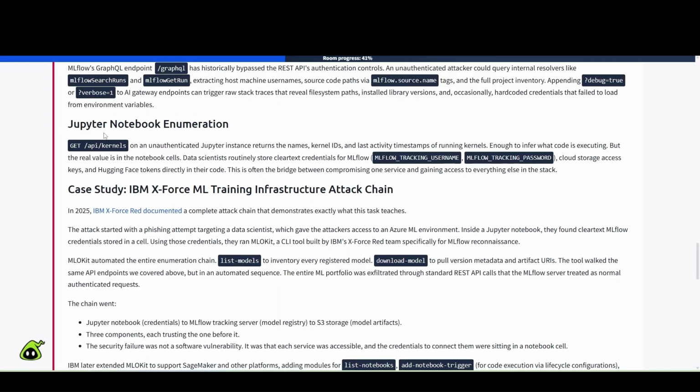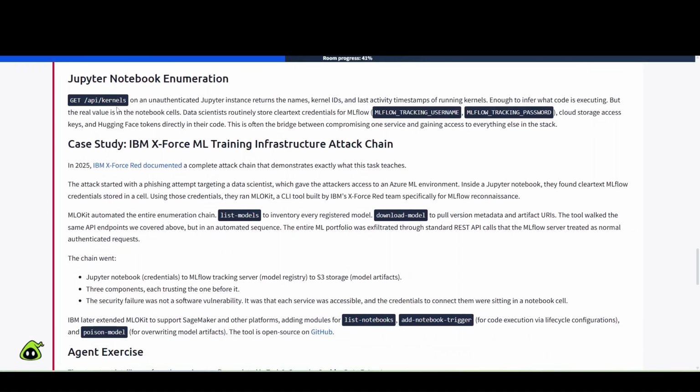Fingerprinting and such. Jupyter Notebook enumeration. GET /api/kernels on an unauthenticated Jupyter instance returns the names, kernel IDs, and last activity timestamps of running kernels, enough to infer what code is executing. But the real value is the notebook cells. Data scientists routinely store clear text credentials for MLflow tracking username, MLflow tracking password, cloud storage access keys, and Hugging Face tokens directly in their code. This is often the bridge between compromising one service and gaining access to everything else in the stack.